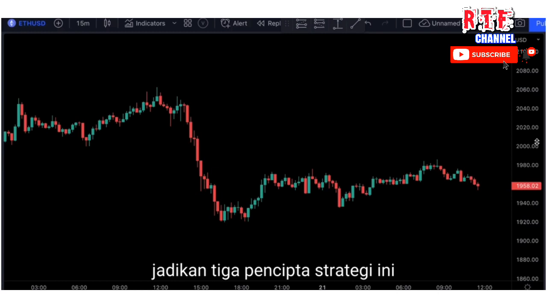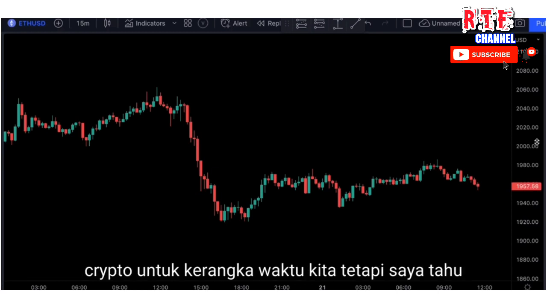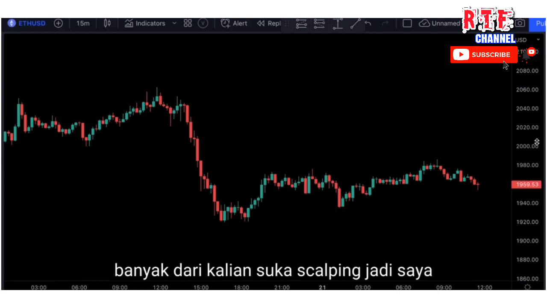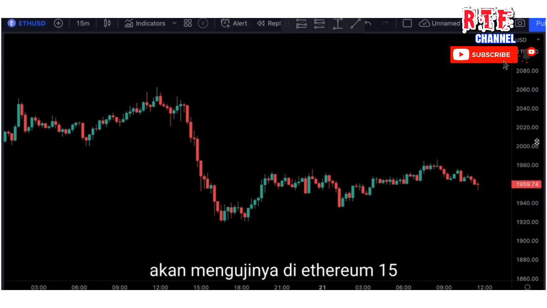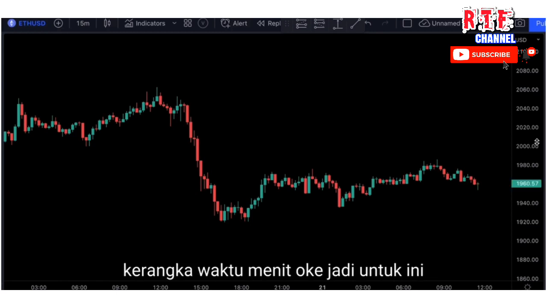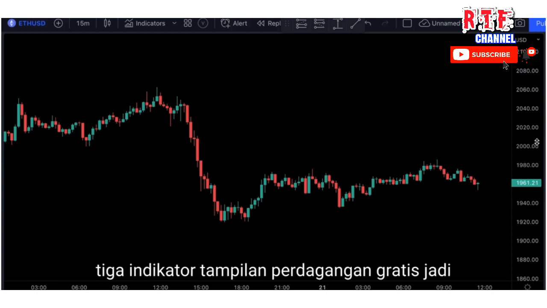The creator of the strategy, Jasper Brahma, says that it works well on crypto 4-hour time frame. But I know a lot of you guys love scalping, so I'm going to be testing it on Ethereum 15-minute time frame. Okay, so for this strategy, we're going to need to add 3 free TradingView indicators.